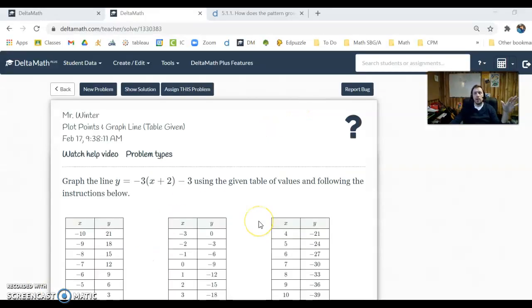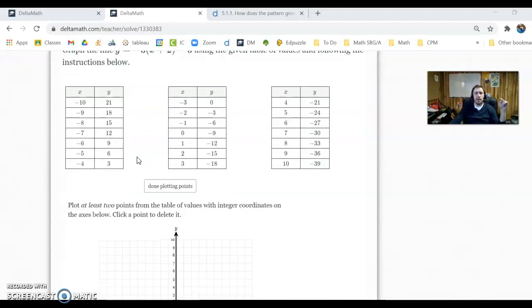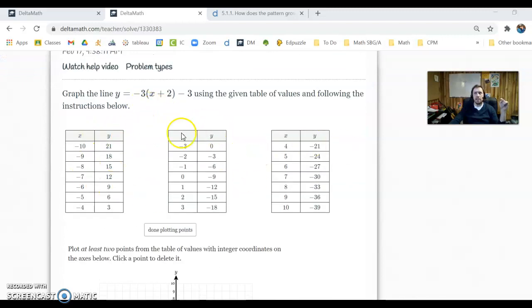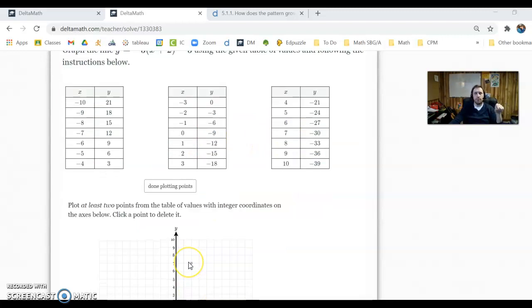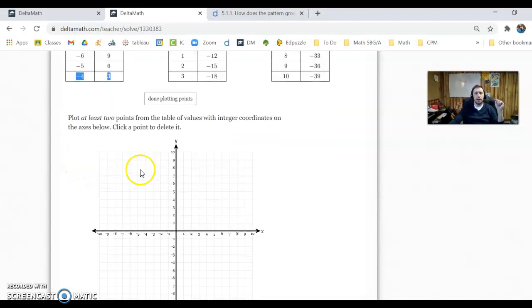So here we are in the Delta Math that was assigned on Tuesday. It's called Graphs, Patterns, and Linear Situations. This is the first one that is graphing a set of points. And so look here, they already did the tables for you. All you have to do is pick out 2 points that would fit on these coordinates and graph them. So I'm going to look right here. I see -4, 3. So that is -4 in the x direction, 3 in the y direction, and click on that point.